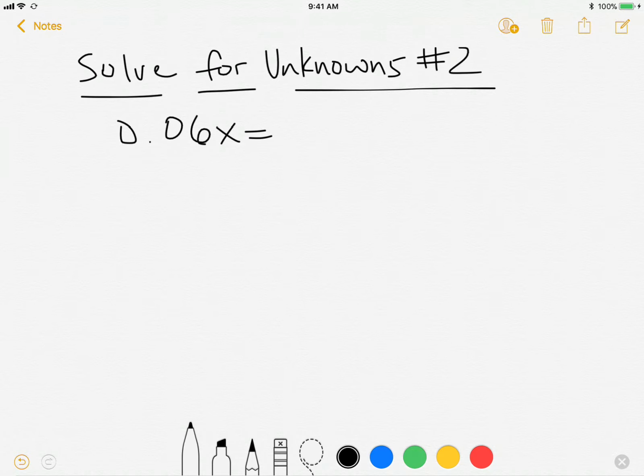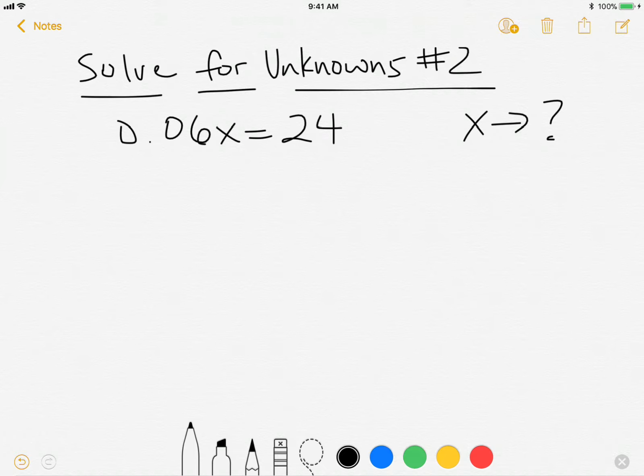0.06x equals 24. And we've been thinking about how do we get x by itself because we're trying to solve for x. X is our unknown. We can think of it like x is our question mark. It's like what times x equals 24. Because anytime you have a number next to a variable such as x, then you know it's a multiplication problem. So it's x times 0.06 equals 24.